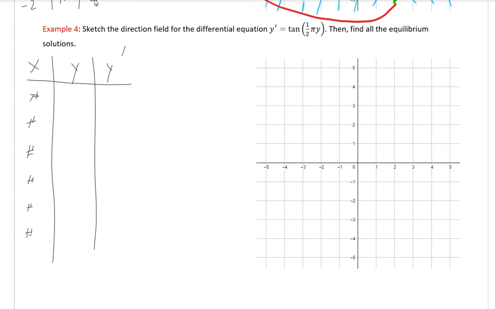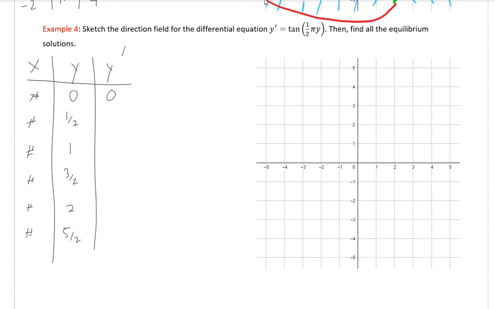However, y is going to be an interesting question. If I plug in y of 0, maybe if I do 1/2 would be a good one, and you'll see why in a second. 1, 3/2, 2, 5/2, something like that. So if I plug in 0, I get tangent of 1/2 pi times 0, so tangent of 0, and tangent of 0 is 0.